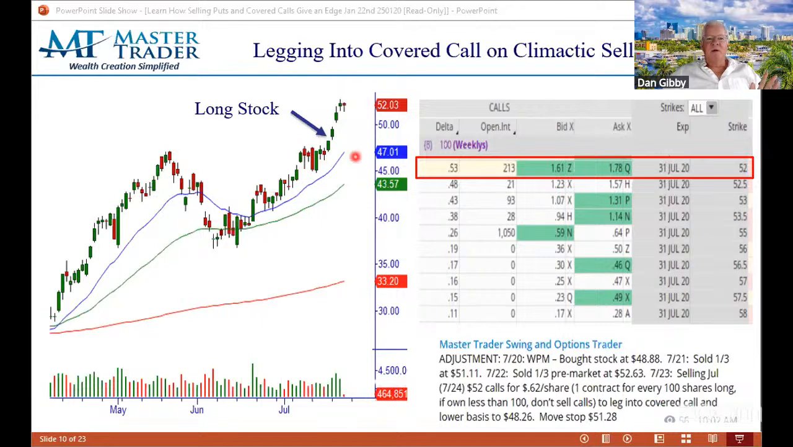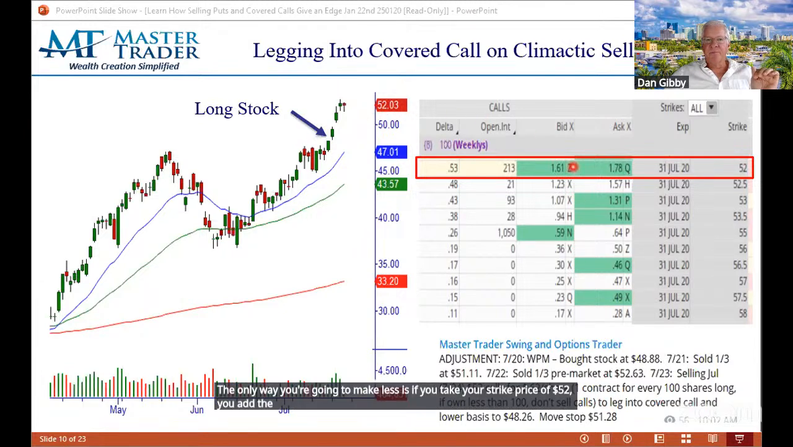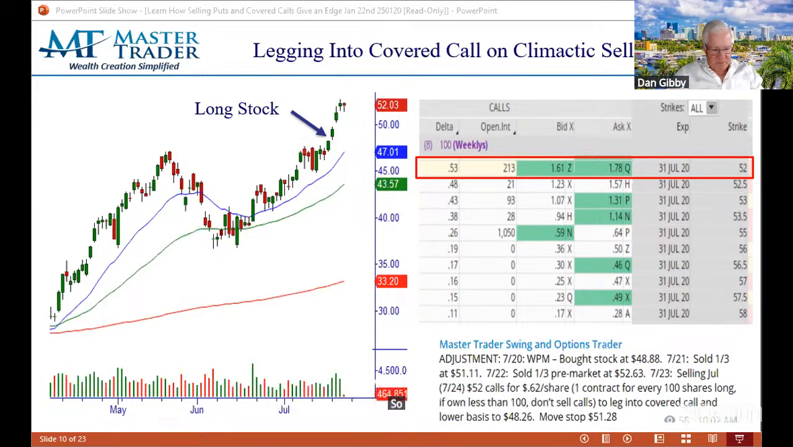That's what I want to clarify. The only way you're going to make less is if you take your strike price of $52, you add the $1.62, and so what's that? Is 53.62.